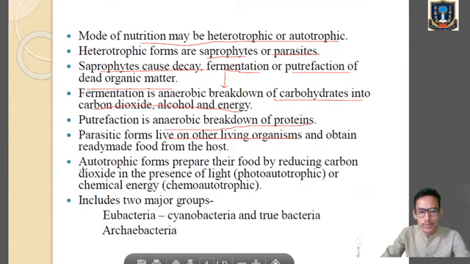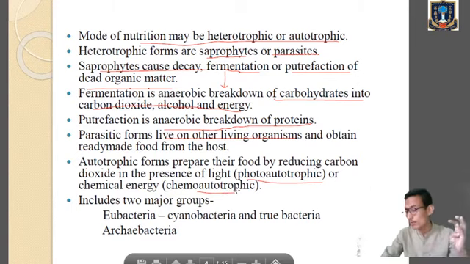Now, next one, autotrophic mode of nutrition means either they will prepare the food materials by trapping the solar energy, which is called photoautotrophic, where photo means light. So in this case, they will trap the light energy for the preparation of food, or by using chemical energy, which is called chemoautotrophs. All these things we discussed in the first class. We discussed heterotrophic, autotrophic, photoautotrophic, chemoautotrophic, heterotrophs, autotrophs. So kindly go through it.